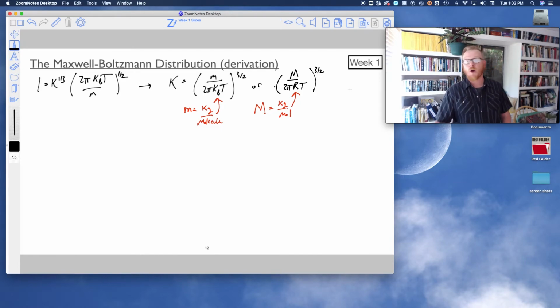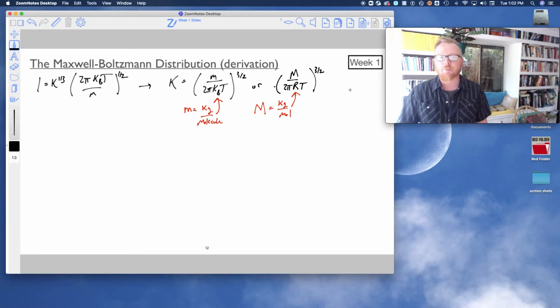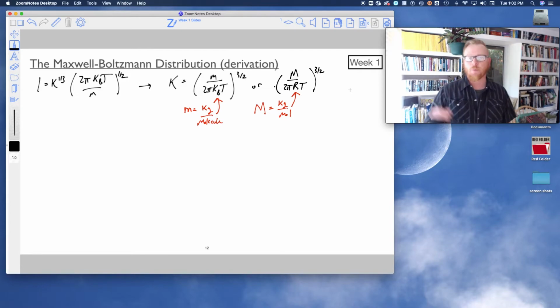So either of those are okay. It just depends what constant you're going to use. So pay attention to that in this class. That lowercase m is specifically kilogram per molecule. The uppercase M is kilogram per mole. And of course, this would give us the molar mass in terms of kilograms.